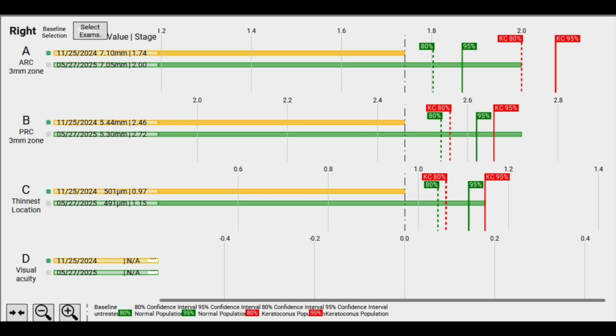One last one here. Is this one progressing? It's a good question. So let's look at A. A, the second bar graph, has just moved into the keratoconus 80%. Again, you might exercise caution here. It's only just tipping over into that keratoconus population. B, we've got a progression right up into the 95% confidence interval for keratoconus, so obviously that is significant in itself. And then C, we have a progression right up adjacent to the keratoconus 95% confidence interval. So in this case, the patient has progressed on A, B, and C. We have a significant case of progression.